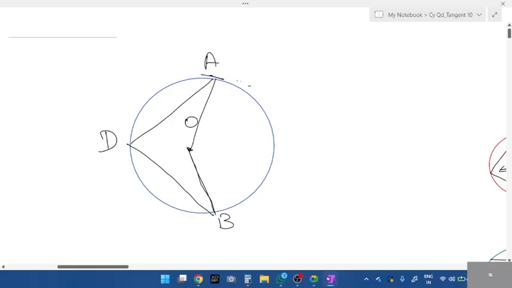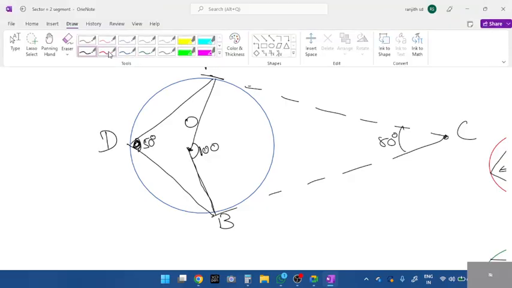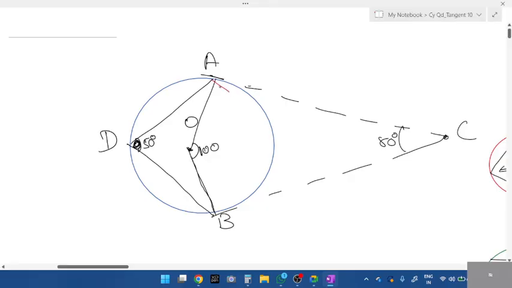Okay, and we had a tangent here. Tangent C. We got to know this was 40. Only one part was given 40. We got to know 80 and this was 100. Through that concept, we got to know this D value was 50 degrees. Now, they might extend and give you another angle here.